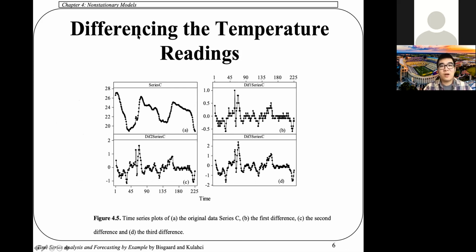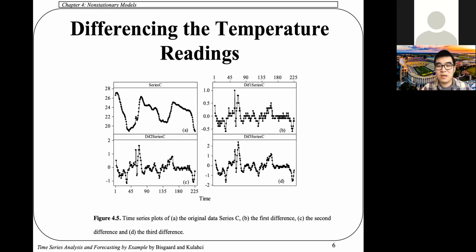Okay, so this is a graph where we difference our temperature readings. Panel A is the graph of the raw data, and we see that there's a decreasing trend. Graph B is the first differencing data, graph C is the second differencing, and graph D is the third differencing. Starting from the first differencing, we see that the mean becomes constant. You can see that the first, second, and third differencing are very similar.